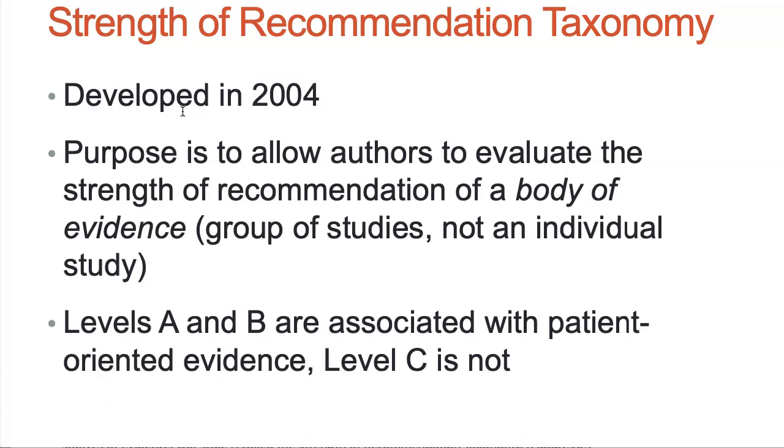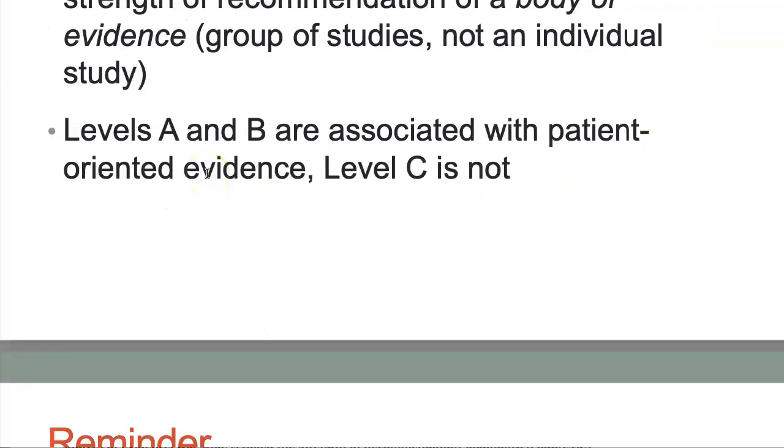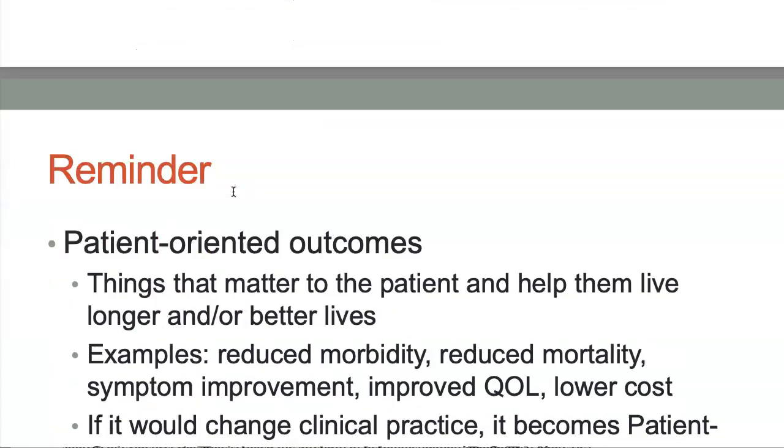If you look at published critical analysis topics papers, you'll see that there's a section on strength of recommendation, and typically it'll say that the strength of recommendation is A, B, or C. So what is A, B, and C? Levels A and B are associated with patient-oriented evidence, and level C is not.